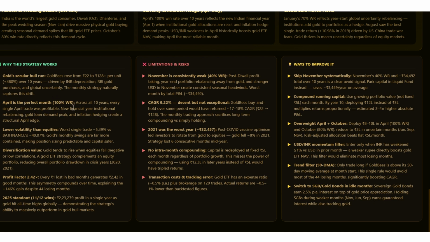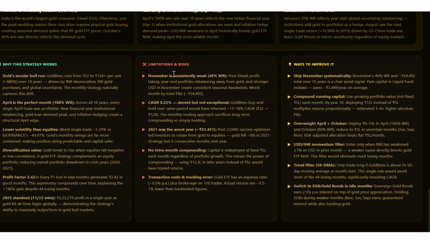April is the perfect month, 100% winning rate, right? Across 10 years, every single April trade was profitable. New financial year institutional rebalancing, gold loan demand peak, and inflation hedging create a structural April edge. So why April is always a profitable trade, it is giving the reasons also.